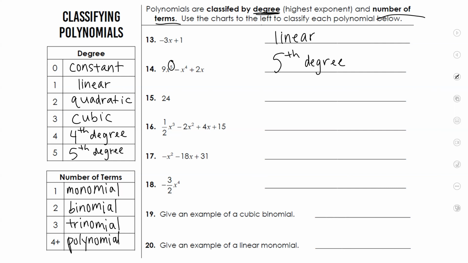Polynomial. 4 or more. Okay, so that means this linear one for number 13, how many terms do we have? 2, so this is a linear binomial. How many terms does this 5th degree one have? 3, so this is a 5th degree trinomial. Okay, so I'm going to have you guys do the rest of the examples on your own now that you have the notes.